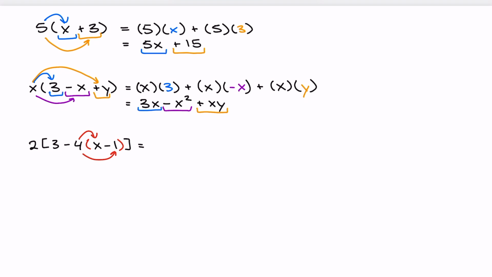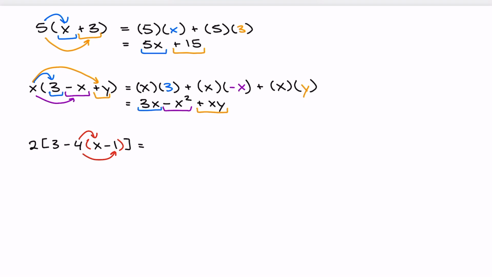In our next example, we have x times (3 minus x plus y). So we have 3 terms inside of the bracket, the 3, the negative x, and the positive y. And we distribute this x that's outside the bracket to every single term inside the bracket. So it gets distributed to the 3 to make x times 3. It gets distributed to the negative x to make x times negative x. And it gets distributed to the y to make x times y. And we're just adding the products together. So in the end, this simplifies to 3x minus x squared plus xy.